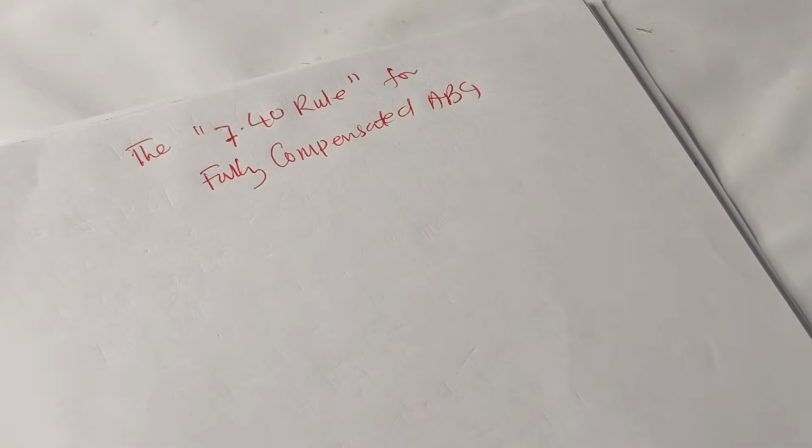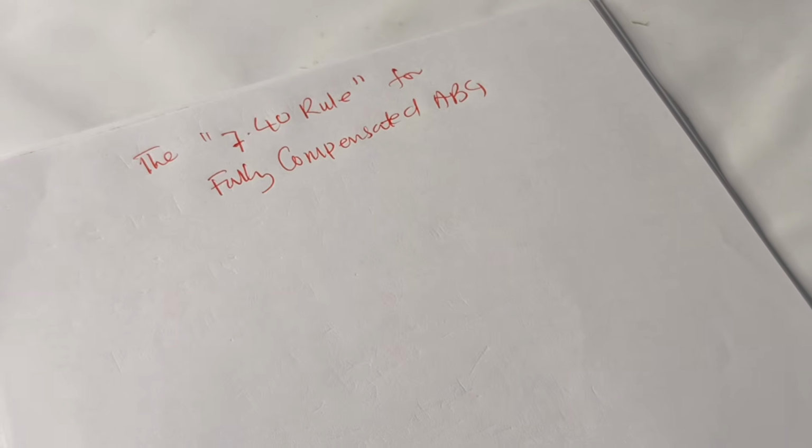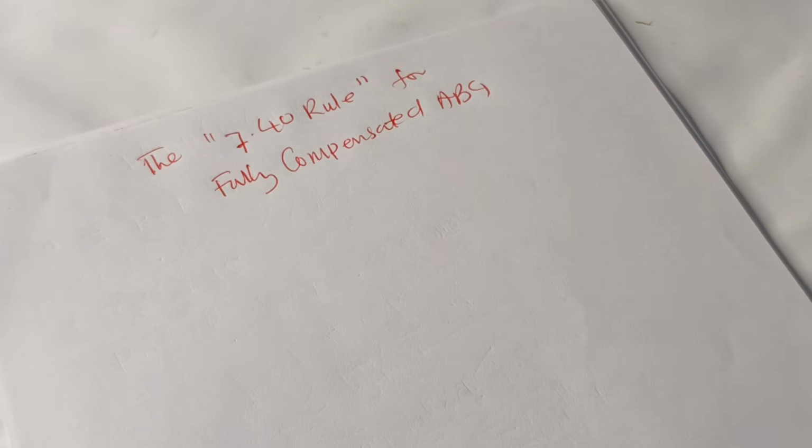So I was teaching you about the 7.40 rule for the fully compensated ABG. What I'm saying is that when the pH is normal but the carbon dioxide and the bicarbonate are abnormal, you must use the 7.40 rule as a guide. Are you getting the point?